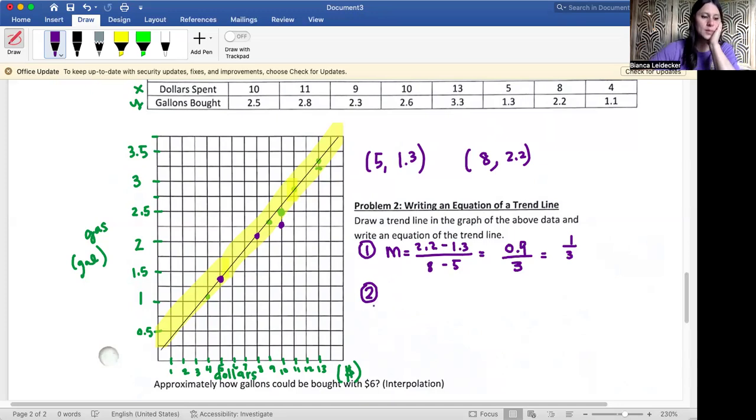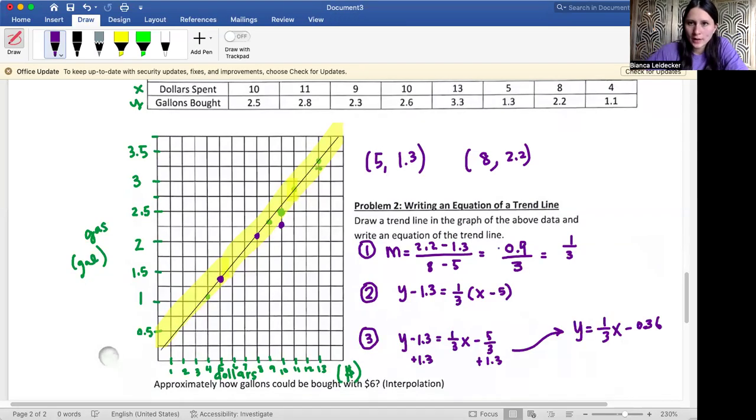I'm going to use my point slope form to find the equation. I'm going to basically pick one of my points. So y minus 1.3 equals 1/3 times x minus 5. And then I'm going to utilize my math skills to find the slope intercept form.